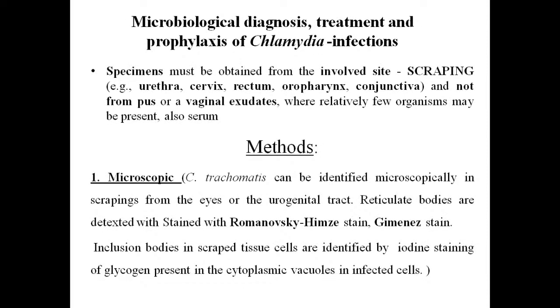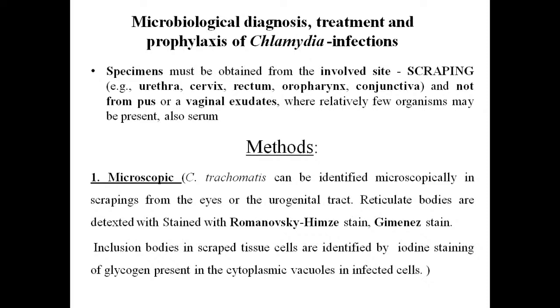Microbiological diagnosis, treatment and prophylaxis of chlamydial infections. The first very important point is that the specimen must be obtained from the involved site by scraping. We must not collect pus or vaginal discharge, vaginal or penis exudates, because chlamydia are obligate intracellular parasites. They live inside human cells. That's why they are absent on the surface of the mucosal membrane. They are present inside cells. So we should use scraping.